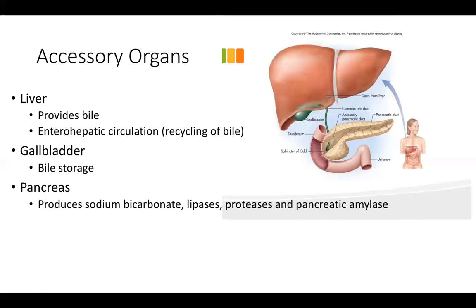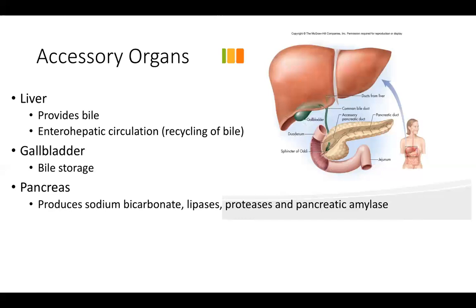The pancreas is the third accessory organ, and the pancreas has both endocrine and digestive functions. Endocrine means it makes hormones, so it makes the hormones insulin and glucagon. And it also makes digestive juices, which are part of its digestive function. So it makes pancreatic juice, which is composed of water, bicarbonate, and different digestive enzymes.